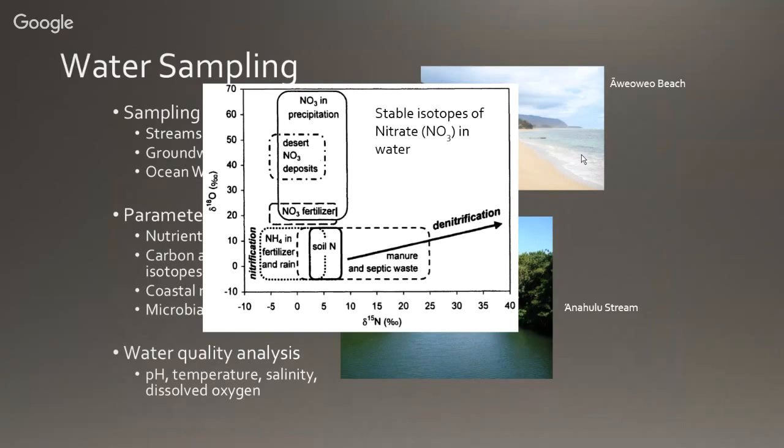This is stable isotopes of nitrate in water. So you've got NO3 here, and then you see the N value of the NO3 is here and the oxygen value is here. If the N value of the sample is high and the oxygen value is low, if it fits in here, then you know this probably came from manure or septic waste. That's just an example. However, with doing this, you can't always tell where it came from because there's this thing called a denitrification line here.